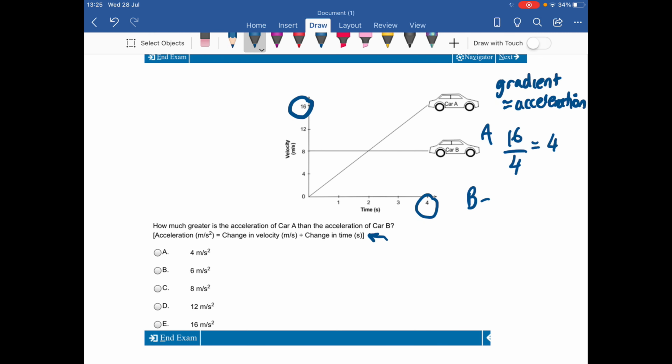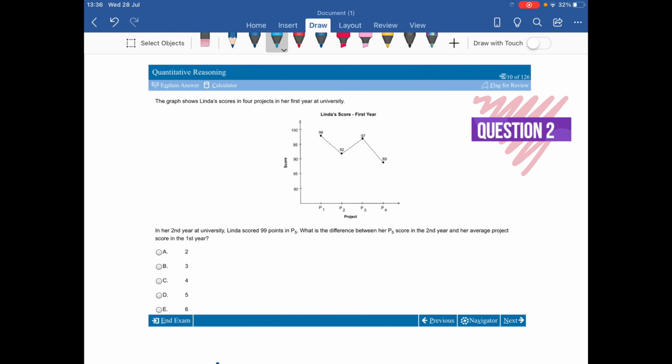And for car B, we know that there is no change in the acceleration because the gradient is 0, which means that would be 0. So that means that the answer is A, because A is 4 greater in acceleration than B. These questions come up quite a lot and they're very easy questions to gain marks on, so please do look at velocity time graphs.